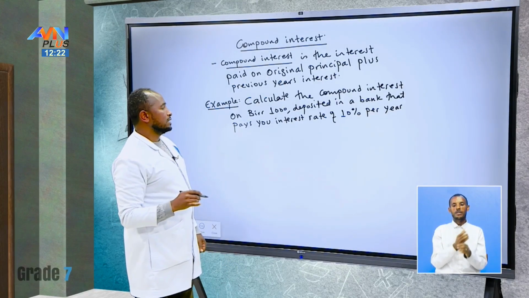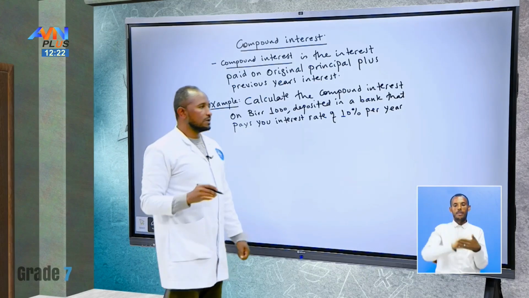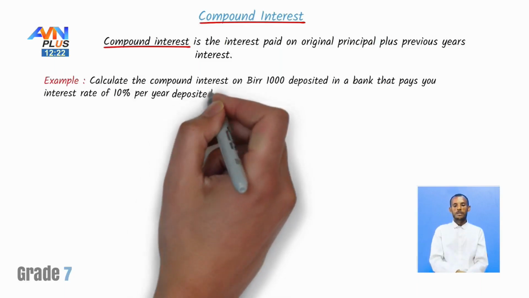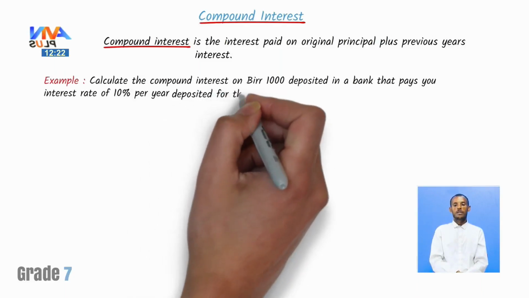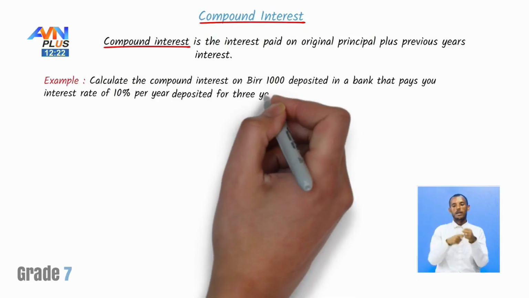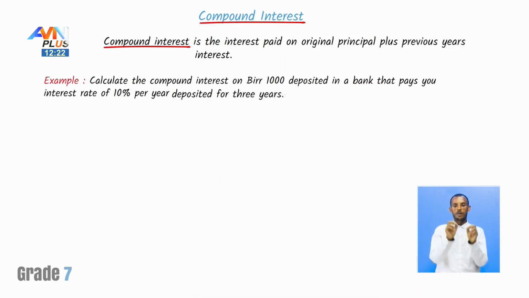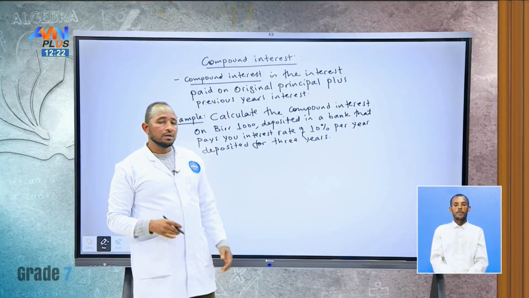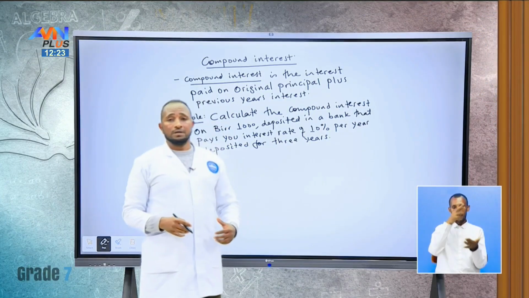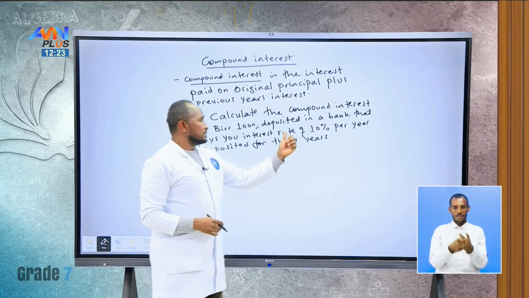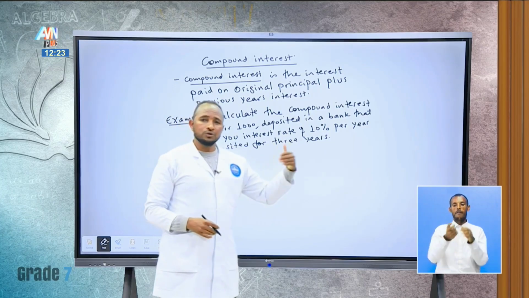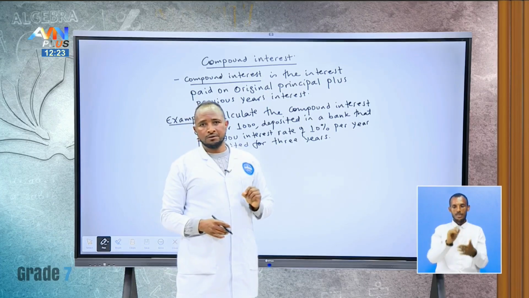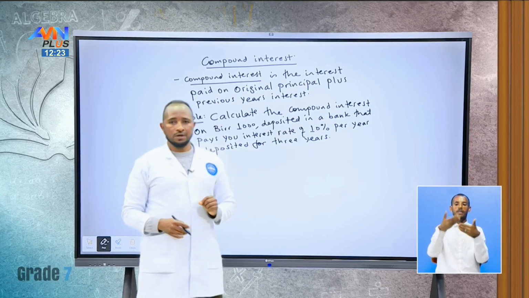Deposit in a bank that pays you an interest rate of 10% per year, deposited for 3 years. Okay. Now, how do you calculate this? Now, in this case, since the principal varies from year to year, you have to calculate the interest for each year. Let's start from the first year.